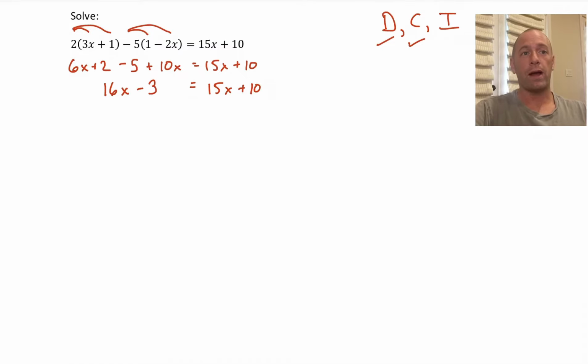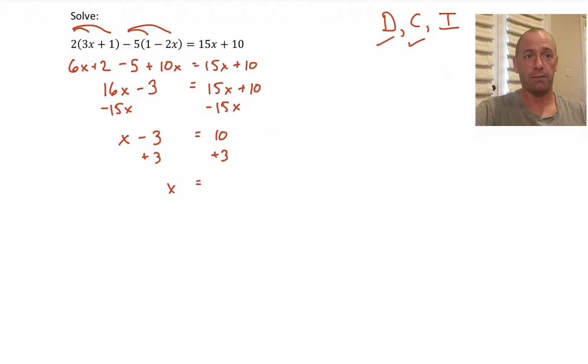What I'm going to do now, to get rid of that addition of 15x, I'm going to subtract 15x, an inverse operation. And if I do it on one side, I've got to do it to the other as well. That leaves me with x minus 3 is equal to 10. The inverse operation of subtracting 3 is to add 3. X is equal to 13. Put a box around it, you are done.